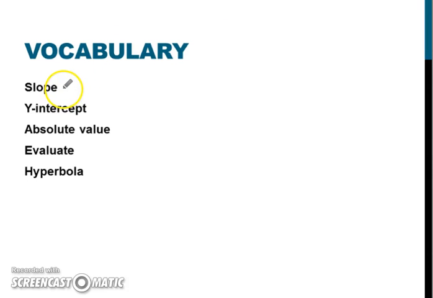For slope, remember that's the steepness of a line. The y-intercept is where it's crossing your y-axis. We'll also need to know about the absolute value. So a number's absolute value is its positive distance from 0. The word evaluate just means to substitute in and solve for a variable. And the hyperbola, actually, we won't have to cover. I just forgot to take that out.